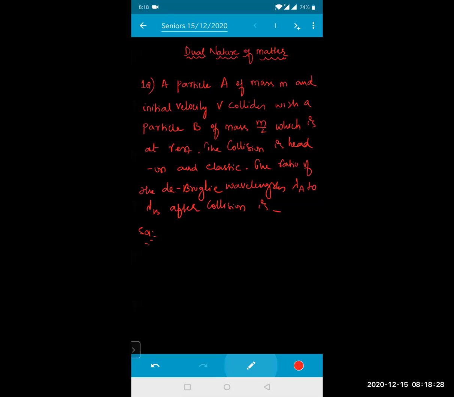We have a particle A of mass m and initial velocity v, which collides with a particle B of mass m by 2, which is at rest. The collision is head-on and elastic. The ratio of the de Broglie wavelengths, lambda A to lambda B, will be equal to how much?